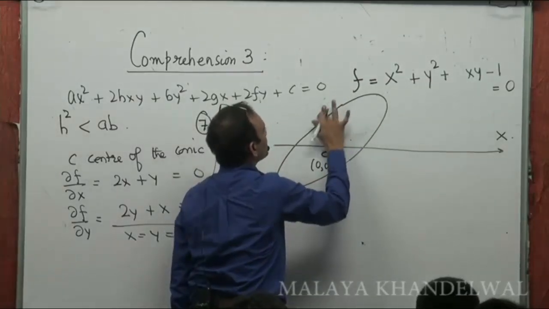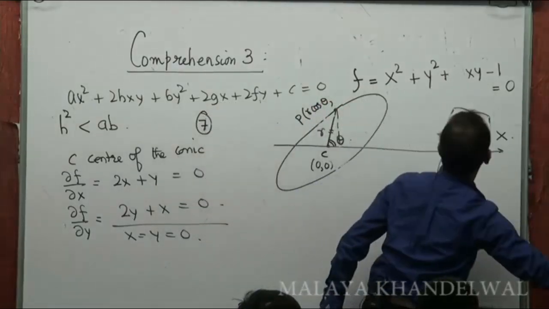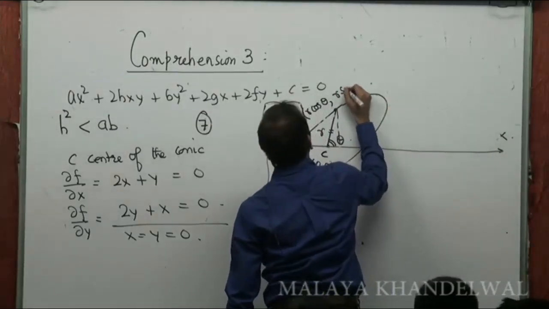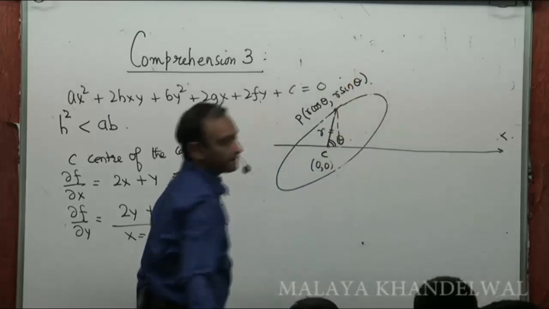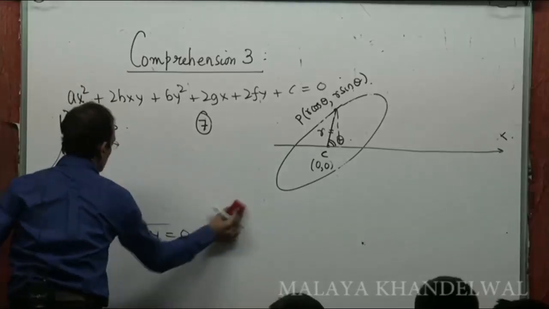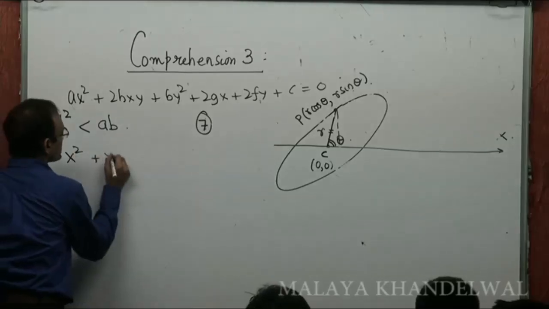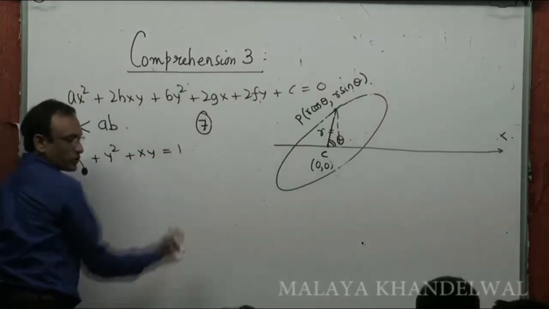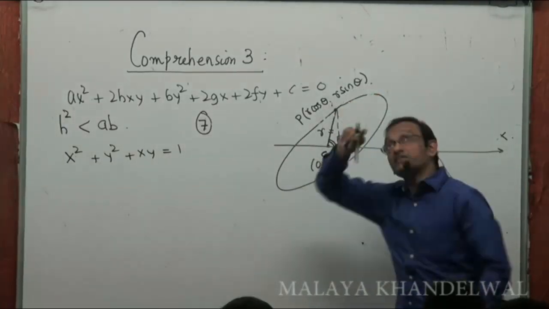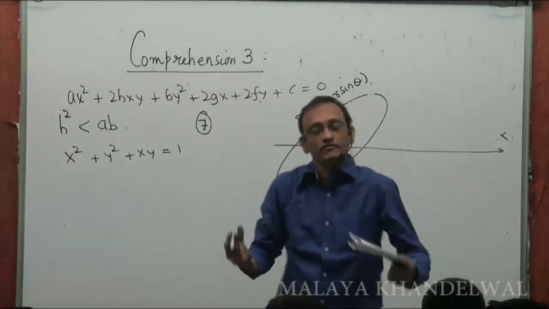So P must have coordinates r cos theta and r sin theta. The equation of the conic was x squared plus y squared plus xy equal to 1. That was the equation of this conic. Now, theta is not the eccentric angle of this point. Eccentric angle is with respect to the auxiliary circle. So this is not the eccentric angle. This is actually the polar angle.